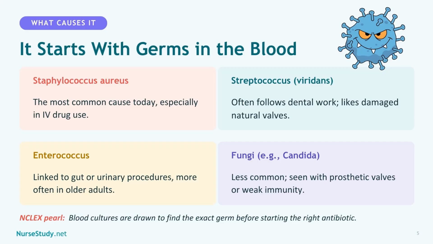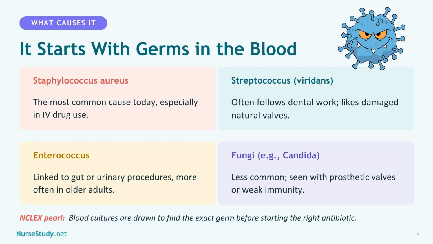It starts with germs in the blood. So where do these germs actually come from? Endocarditis starts with bacteria, or sometimes fungi, getting into the blood. The most common culprit today is Staphylococcus aureus, especially in patients who use IV drugs. Next is Streptococcus, the viridans type, which often shows up after dental work and loves already damaged natural valves. Then we have Enterococcus, which is linked to gut or urinary procedures and tends to show up more in older adults. And less commonly, fungi like Candida, usually in patients with prosthetic valves or a weakened immune system.